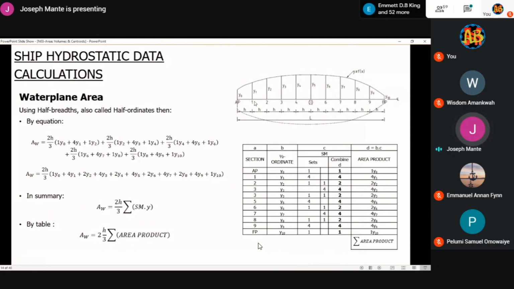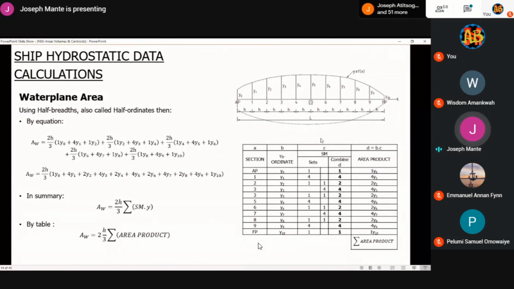So now I have 1, 2, 3, 4, 5, 6, 7 sections, 1, 2, 3, 4, 5, 6, 7, 8, 9, 10. This becomes an even number in the sectioning of the whole. Now, if you are going to have odd numbers, it means that you cannot use the Simpson's rule because you are having 1 to 1. So if you end by 4, it means that you cannot use this rule. It means that you have to use a different rule.